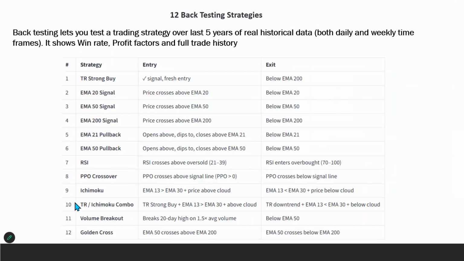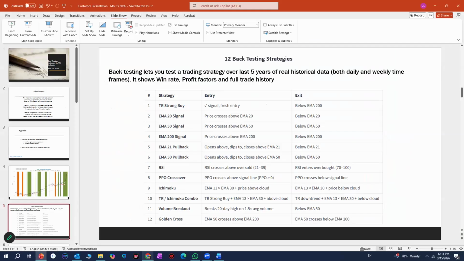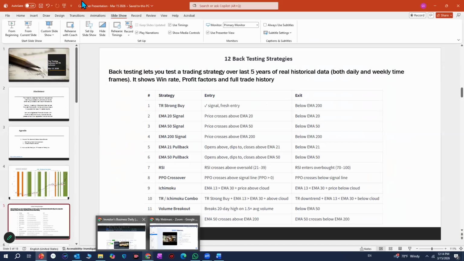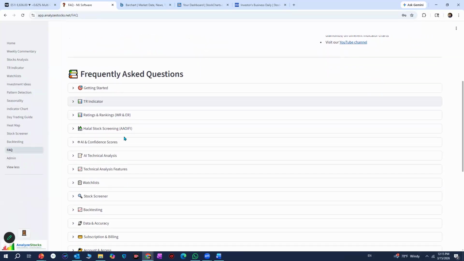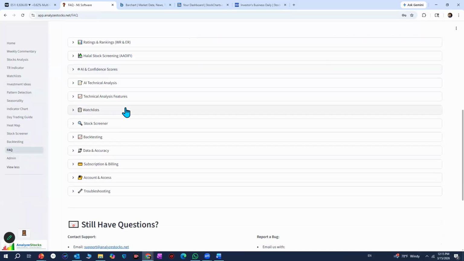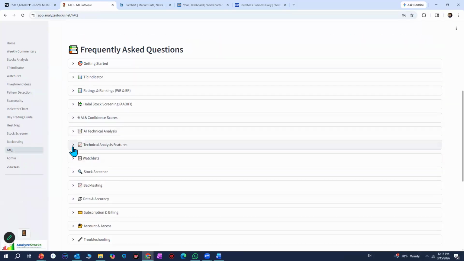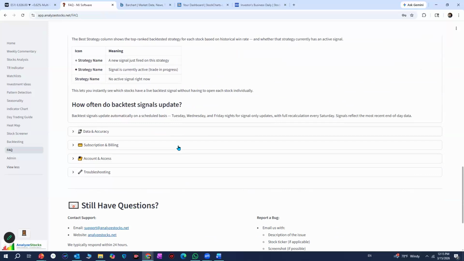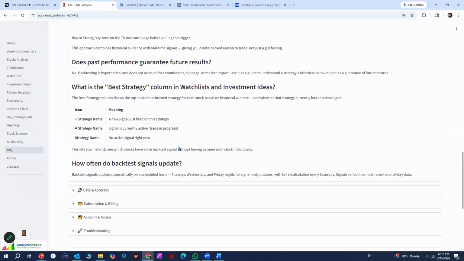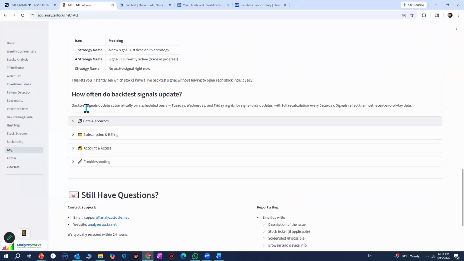So based on these, I'm not going to describe each and every one of these strategies. All of these strategies are defined on our website. If we go to our website, there's an FAQ section, and here we have all these strategies. And also, excuse me, backtesting: which strategies are there, what do they do, their names, and different methods.